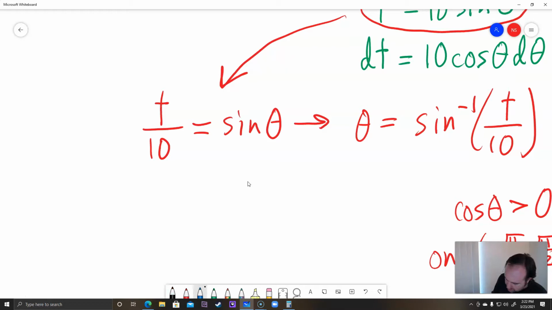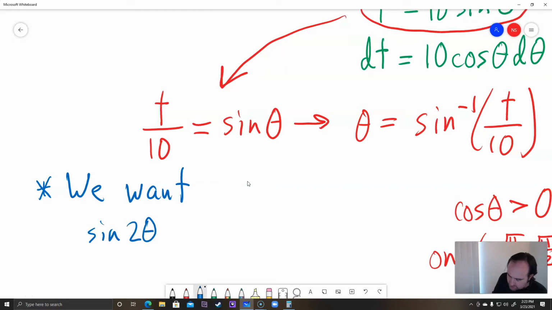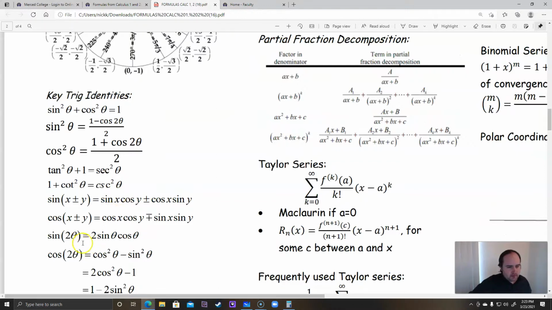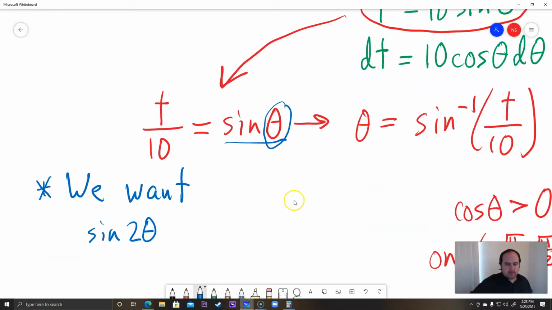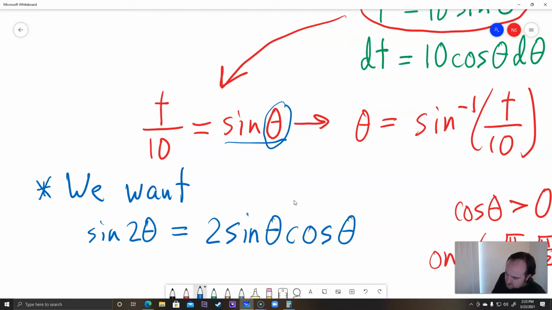So we want, in blue here, to find sine of 2 theta. But we actually just have sine of theta here. If we look at our trig identities for sine of 2 theta, sine of 2 theta is 2 times sine of theta cosine of theta. The thing is, we don't know cosine of theta. So that's what's going to make it trickier.